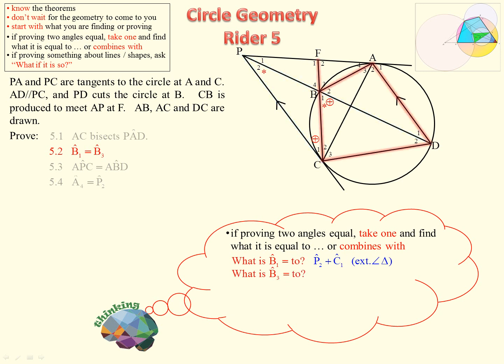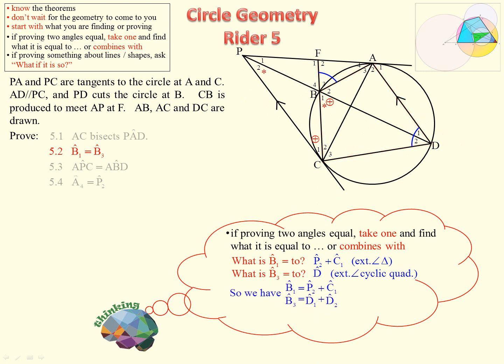Now I'm going to go to the other one, B3, and say, what is it equal to? And there's your hint in red, pink, whichever you prefer. It's equal to D, exterior angle of a cyclic quad. So we have that equal to those two and this equal to that. So ultimately I'm going to prove that these two equal that.